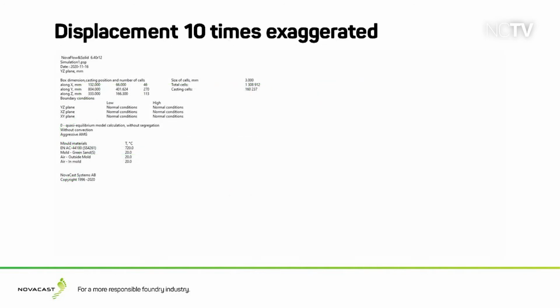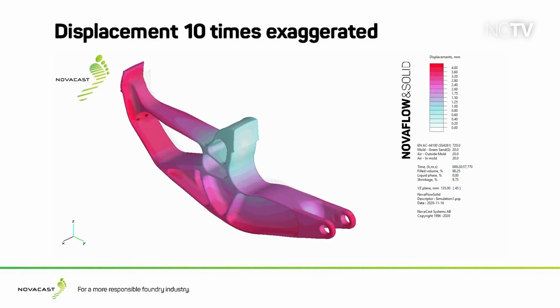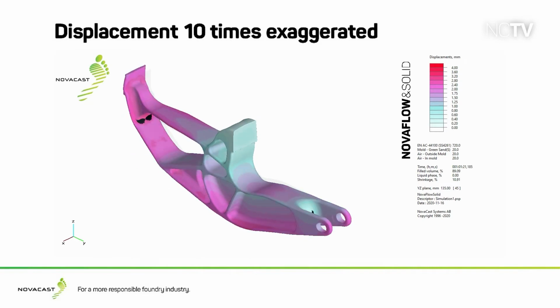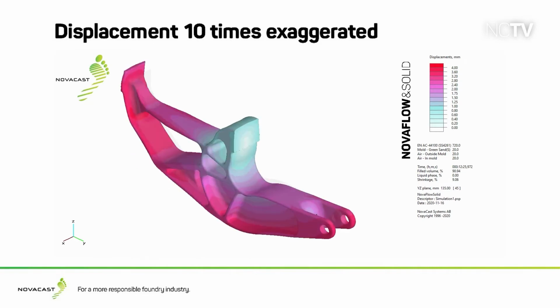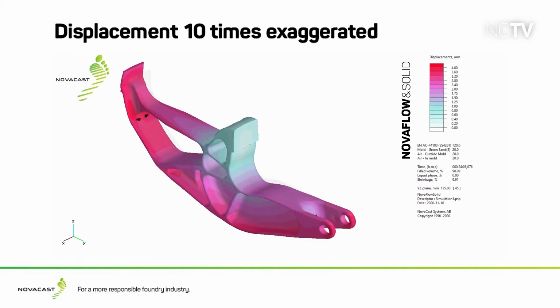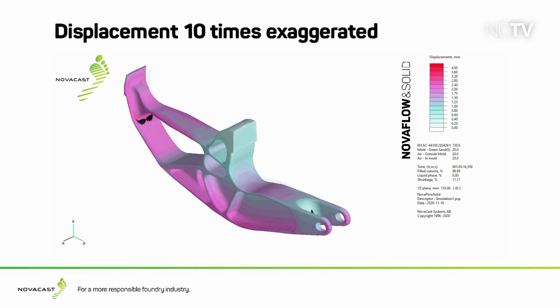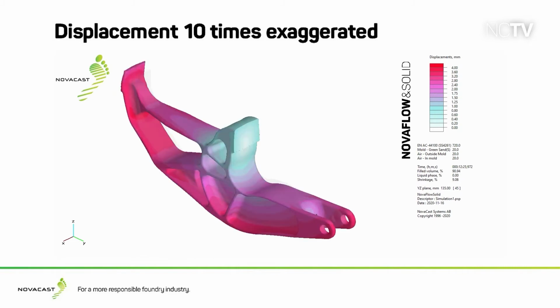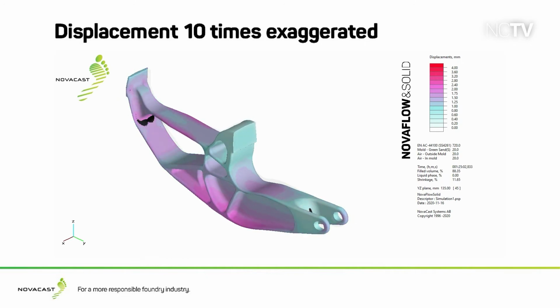I have been working with 3 different files. They are without gating system and feeders in this case, but we will see what happens. So the first one, you can see a little bit, this is also exaggerated 10 times. You can see that you get some movement of the part and change in shape. It changes shape and it changes dimension, so it will be shrinking in length, width and height.